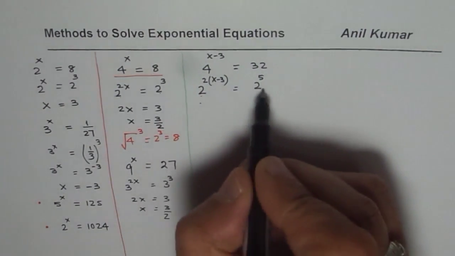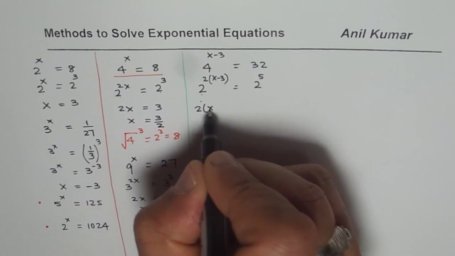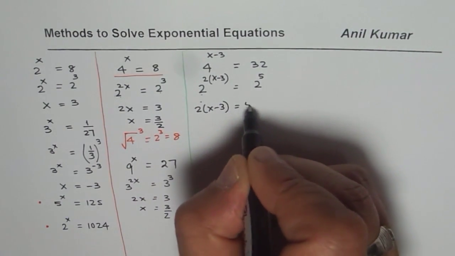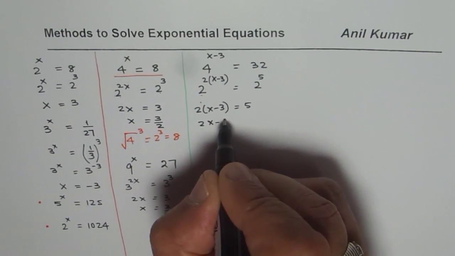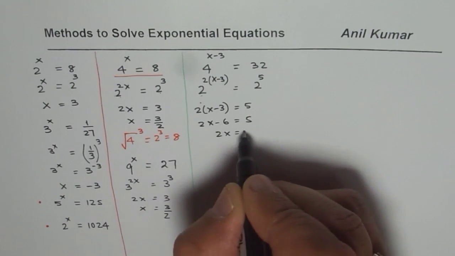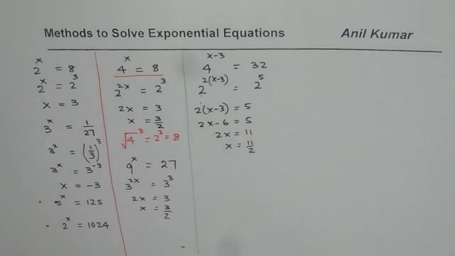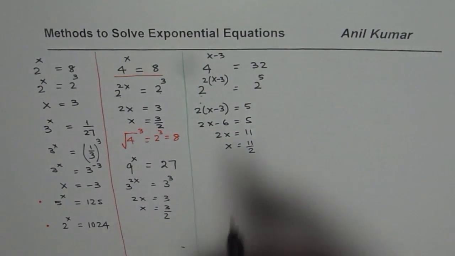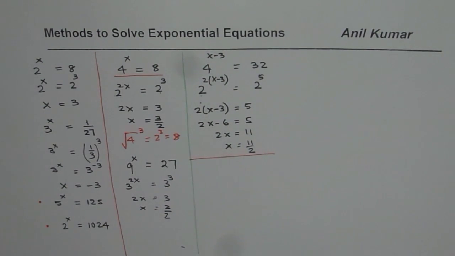Now since we have the same base, we can compare the exponents. We have 2 times x minus 3 equals 5. Solve the equation: 2x minus 6 equals 5, so 2x equals 5 plus 6, which is 11. x equals 11 over 2. That becomes the solution for our equation. Do you see that? So at times exponential equations can be solved in this manner.